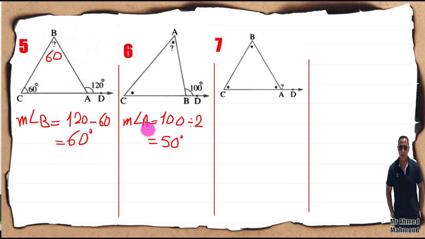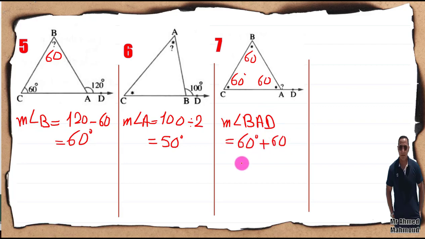Number 7. If we have 3 equal angles, this triangle is an equilateral triangle, and we know that in an equilateral triangle all its angles equal 60 degrees. Now I need to find the exterior angle. It equals 60 plus 60 equals 120. So measure of angle BAD equals 60 plus 60 equals 120 degrees.